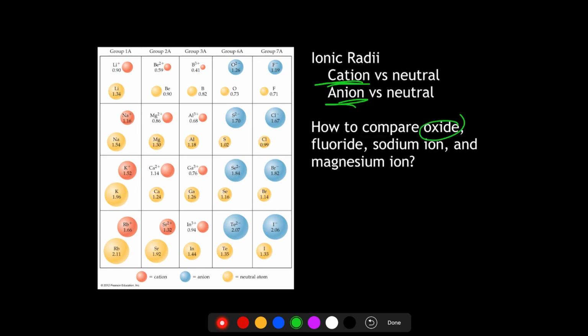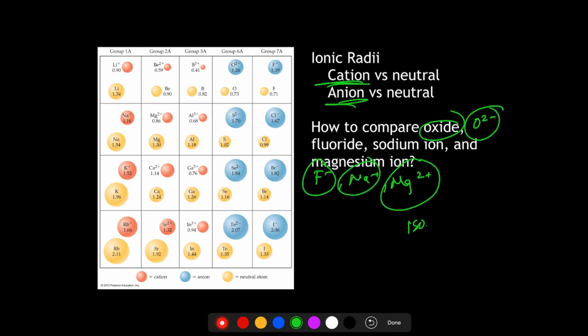How do we compare oxide, which is O2 minus, fluoride, which is F minus, sodium, which is Na plus, and magnesium, which is Mg2 plus? How do we compare all those ions in terms of their radii? Step one, we would go look at a periodic table. And we would see that, indeed, these are what? That fancy word that you definitely need to know is isoelectronic, meaning that they all have the same number of electrons.